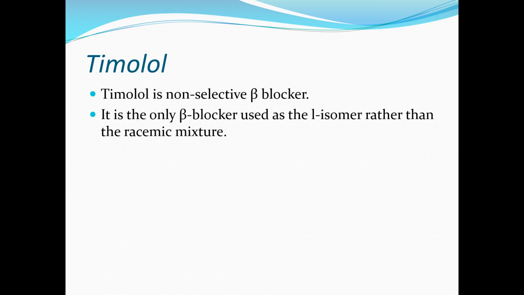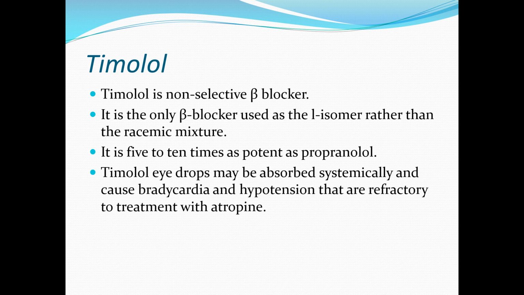Timolol is a drug you often see in terms of drops that the ophthalmologists like to use. It's a non-selective beta blocker, and it's the only beta blocker used as an L isomer rather than a racemic mixture. So it's 5 to 10 times more potent than propranolol, and when the ophthalmologist gives it in eye drops, it can actually be absorbed systemically and cause bradycardia and hypotension that are refractory to treatment with atropine. And this can be a long-lasting effect.